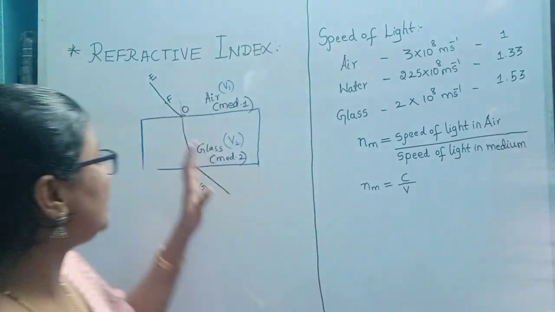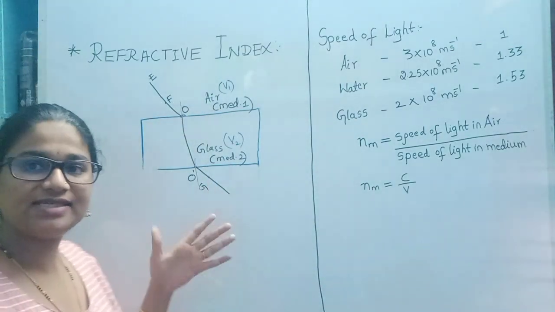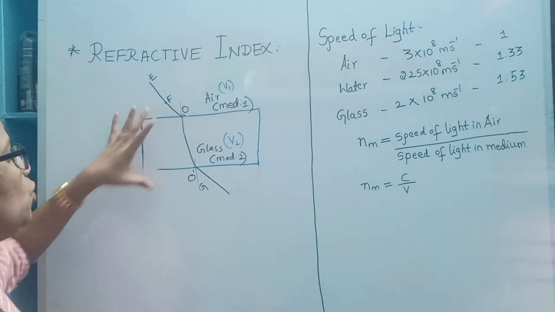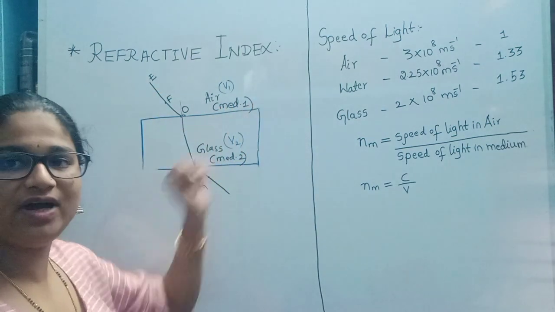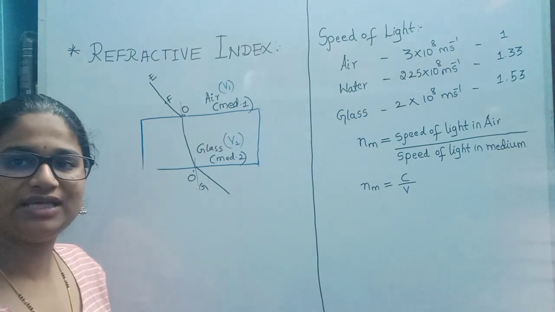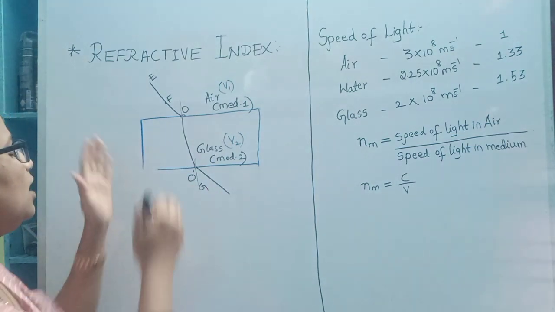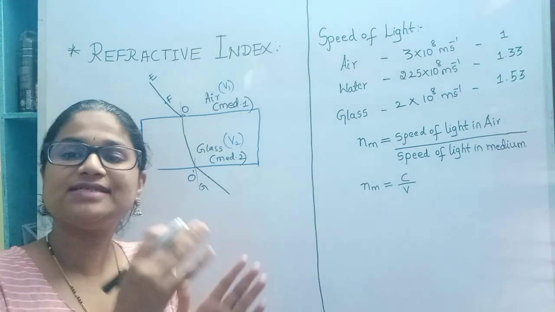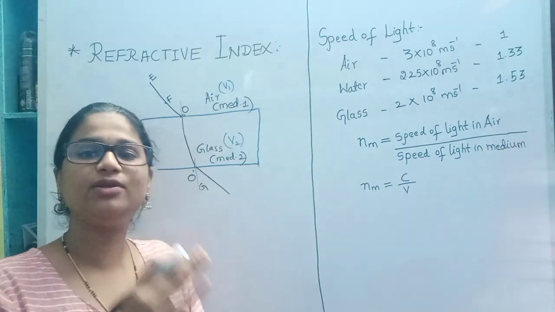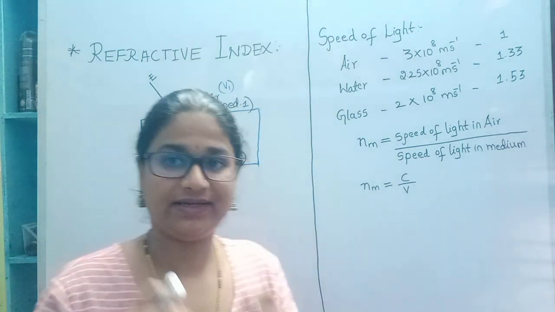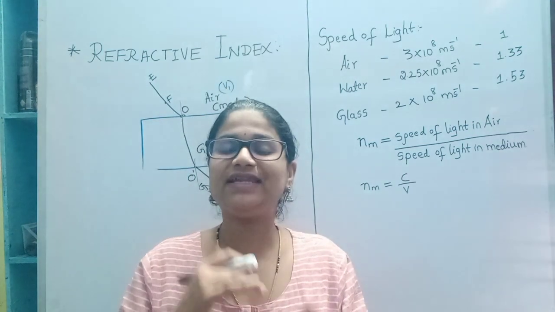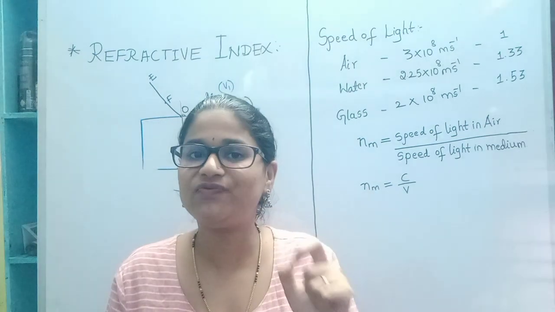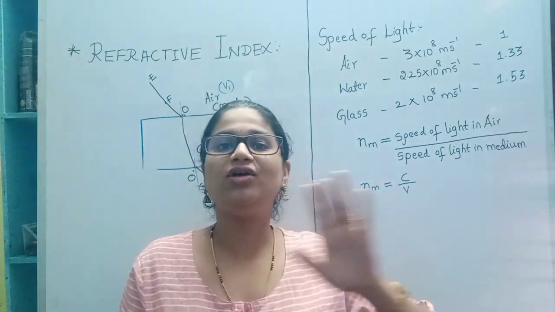Yes, the refractive index of a medium, as you can see in the diagram here, I consider two mediums, air and glass. Air I considered as medium 1, glass I considered as medium 2. As I said, refraction is nothing but the bending phenomenon of light. Why will the light bend? Because of the change in speed of light in different mediums. The speed of light will not be the same in all the mediums.